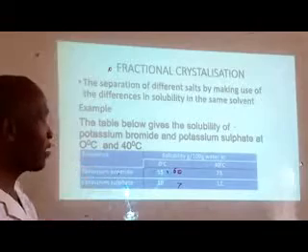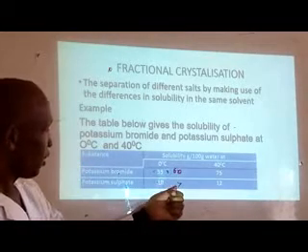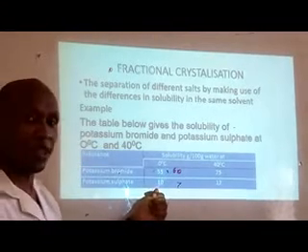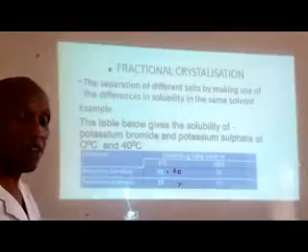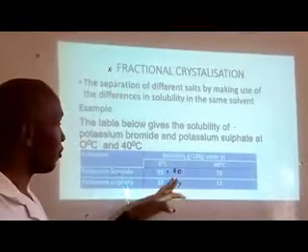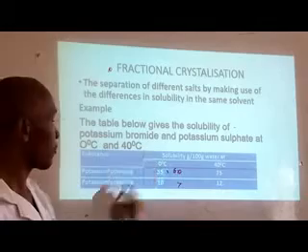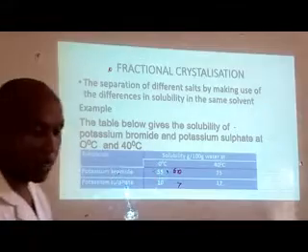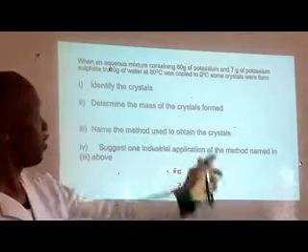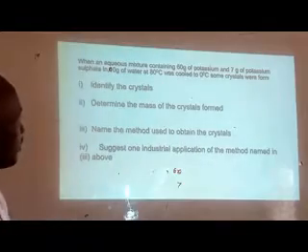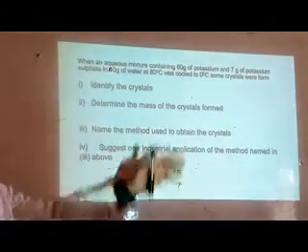Therefore, the excess will recrystallize. You have 7, it can hold 10. Therefore, it doesn't have enough. You must add more. So whatever will crystallize is potassium nitrate. What do you call that process? Of course, that is fractional. The method used is fractional crystallization. To determine the mass of the crystals, you just subtract.